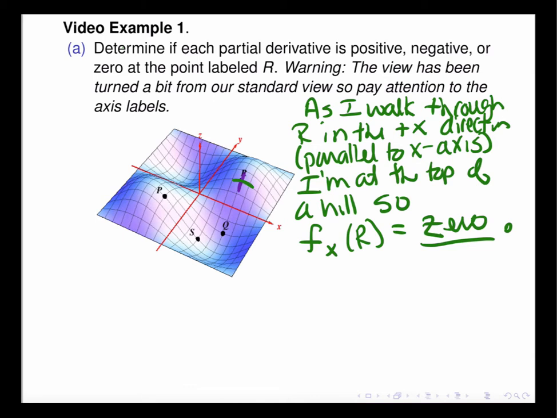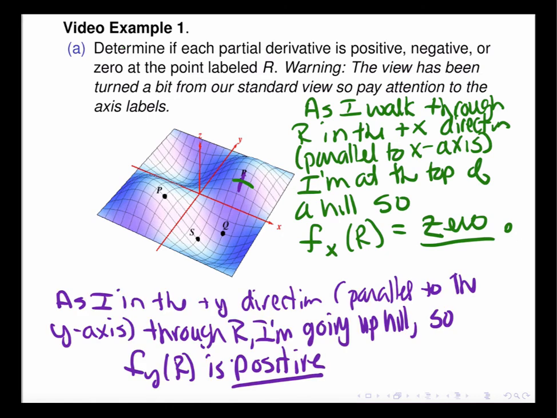Now let's think about the partial derivative of f with respect to y. That means we're walking through r along a trace that's parallel to the y-axis, in the positive y direction on that purple shaded curve. As you move in the positive y direction through the point r along the purple curve, you're going uphill. So the partial derivative of f with respect to y at the point r is positive.